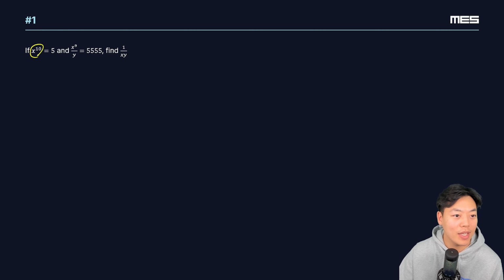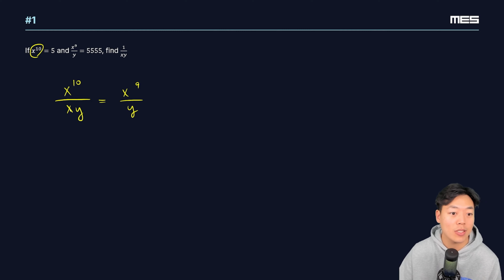Now, the main thing that I want to recognize here is I notice that if I put what I'm given, x to the 10th, over xy, I know this will be equal to x to the 9th over y, because one of the x's will cancel from both the numerator and the denominator. So I know this is also equal to 5,555.